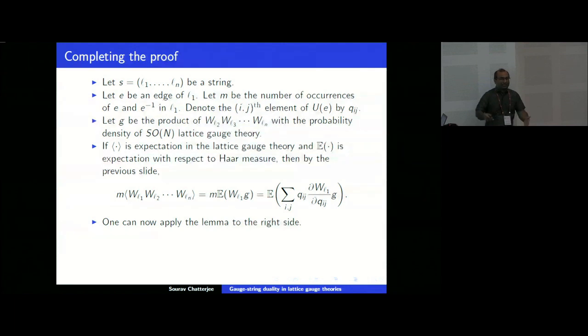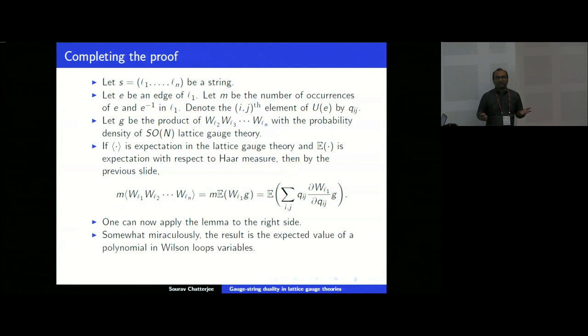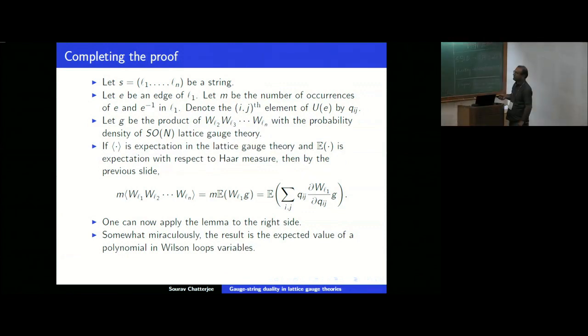And then a whole bunch of calculations, but it turns out, a little miraculously, that the result you get has no reason to be, but it just turns out that the result is the expected value of a polynomial in Wilson loop variables. Okay? And this is where all these things come out, these splittings and mergings and twistings and so on. So everything comes out from here. And this is irrespective of how many loops you have.